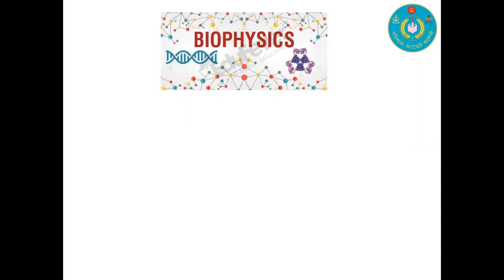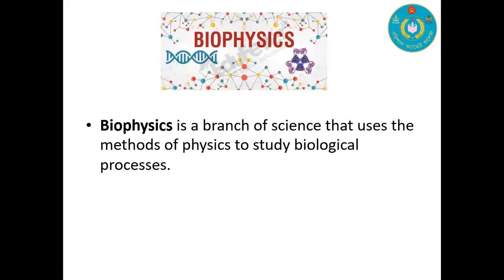At first, biophysics. The definition of biophysics: biophysics is a branch of science that uses the methods of physics to study biological processes. Definition of biophysics: biophysics is a branch of science that uses the methods of physics to study biological processes.